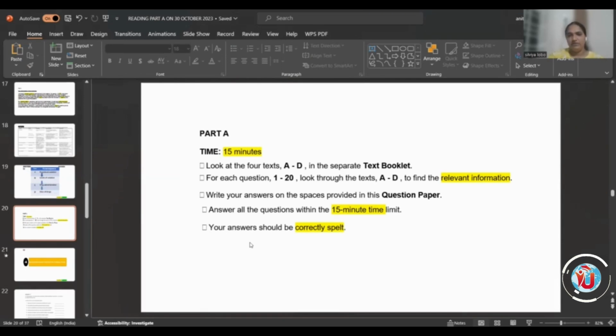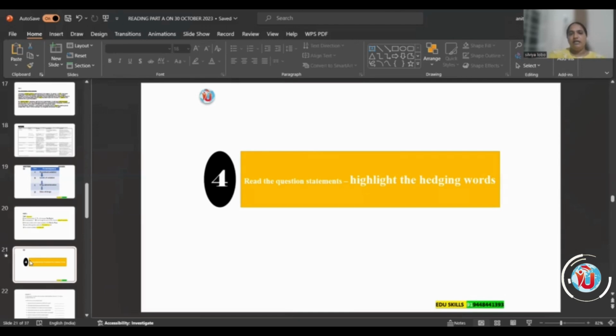We have to transfer into the text. Read the question statements. Highlight the hedging words.